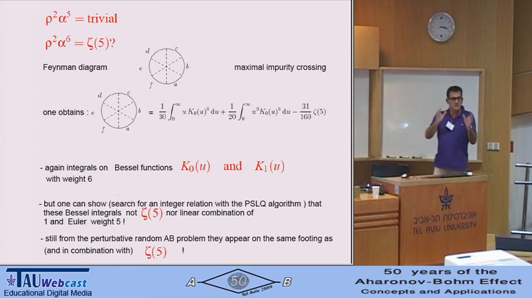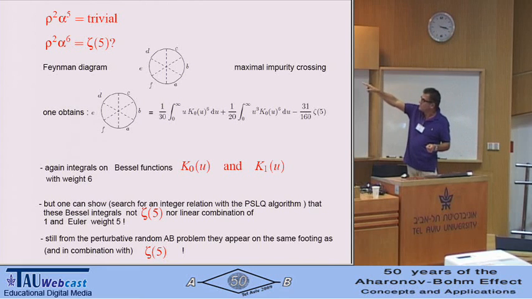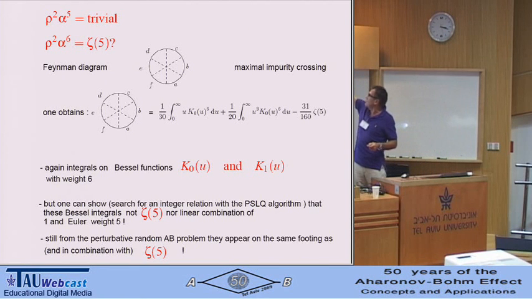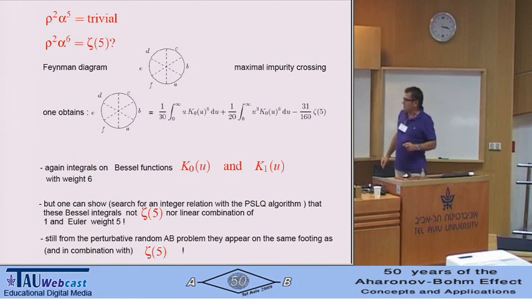If you compute in this random Aharonov-Bohm problem for 2 impurities, if you compute the Feynman diagram, you will get, at any order, integrals of Bessel functions with a weight which is n plus 1 with respect to the zeta you might expect here. So here it's zeta of 5, and you have weight 6 here.